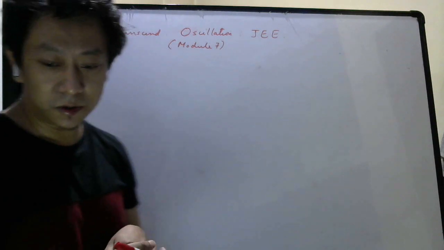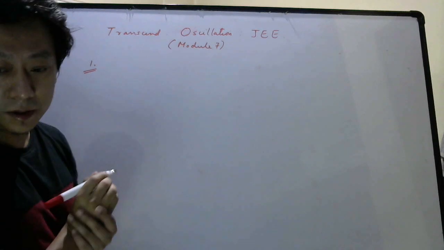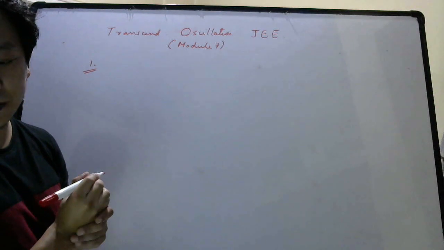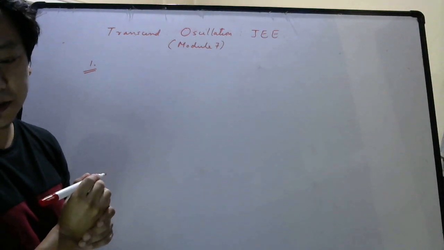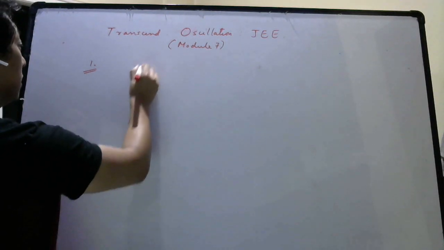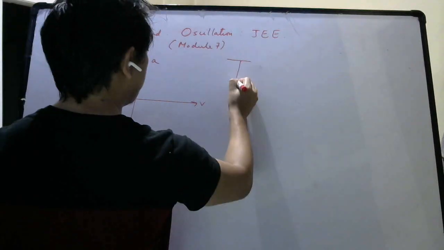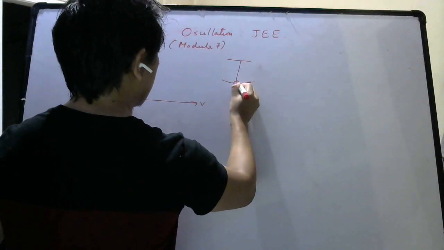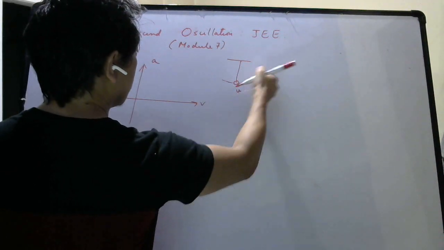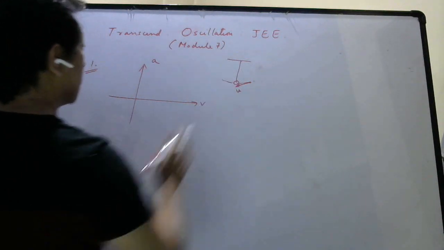Okay, so the first question is, if the speed v of a bob in a simple pendulum is plotted against the tangential acceleration, then the correct graph will be represented by. So they want to plot a graph between acceleration and velocity for a pendulum. If this is the direction of velocity, then this A is the acceleration in this direction. Tangential acceleration, not the centripetal acceleration, which is towards the center.